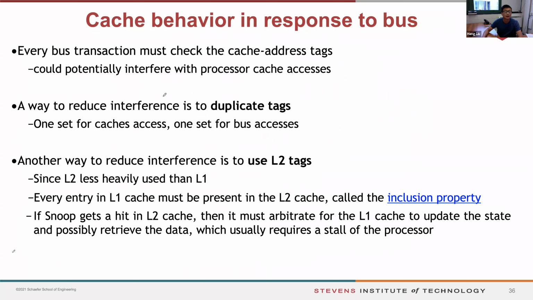It must check the cache tag addresses, and this could potentially interfere with the cache processor access, right? So for snooping, the coherence protocol checks the tag and address. Similarly, the typical memory access also has to do that, right? A way to reduce this kind of interference is to duplicate the tags, which we're going to talk about in detail next lecture.